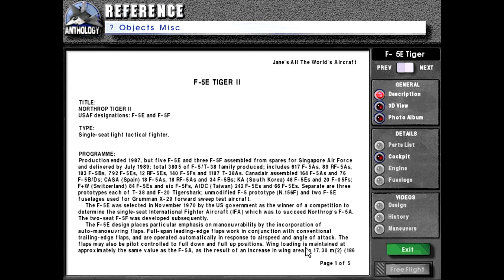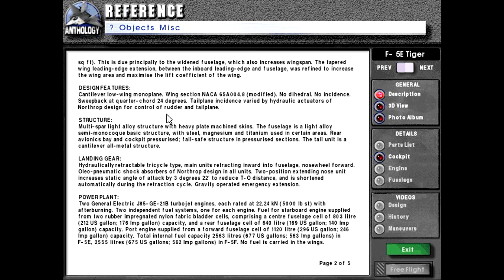Wing loading is maintained at approximately the same value as the F-5A as a result of an increase in wing area to 17.3 meters squared or 186 square feet. This is due principally to the widened fuselage, which also increases wingspan. The tapered wing leading edge extension between the inboard leading edge and fuselage was refined to increase the wing area and maximize the lift coefficient of the wing.